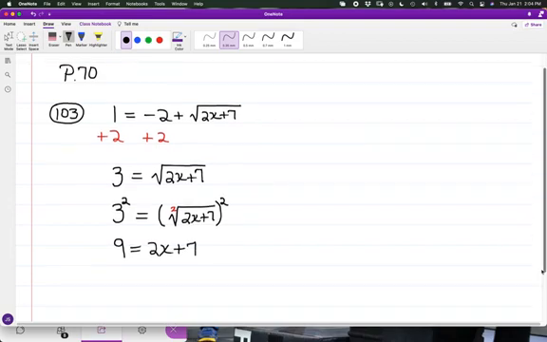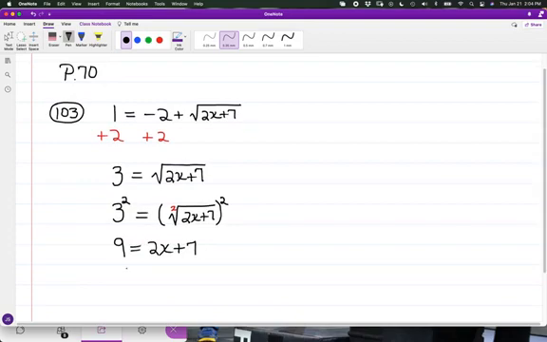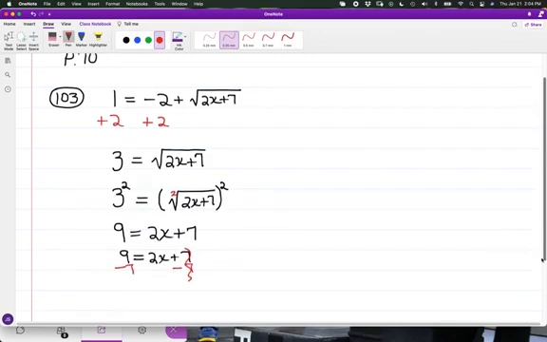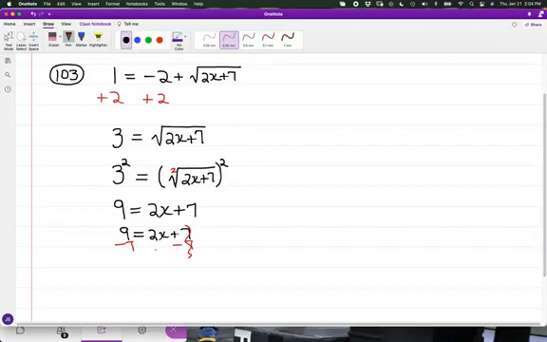Looking at solving for x, you have 9 is equal to 2x plus 7. Isolating the x term upon taking 7 away from both sides, we have that 9 minus 7 is equal to 2. And we have that 2 is equal to 2x. With division by 2, we're going to end up with x equal to 1.